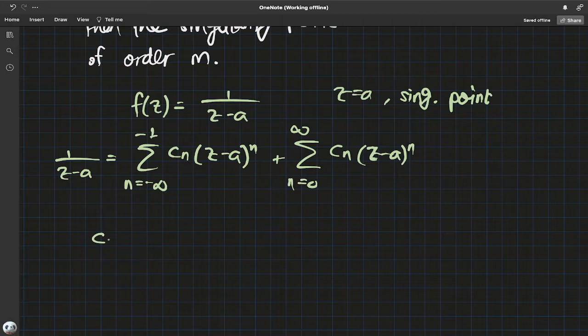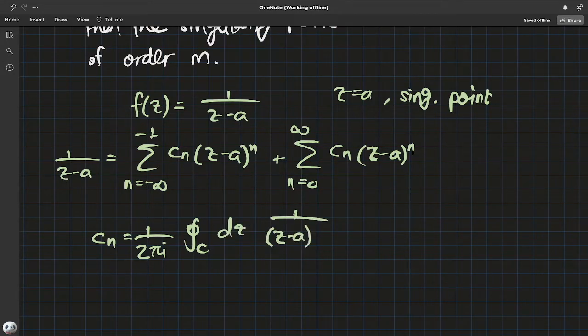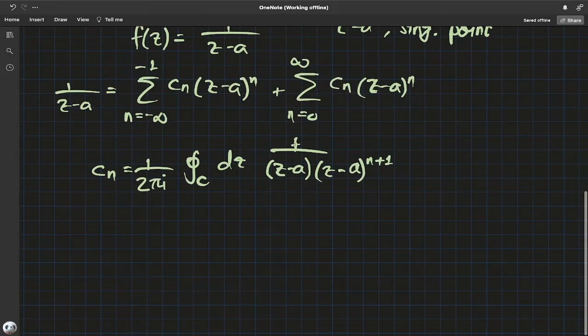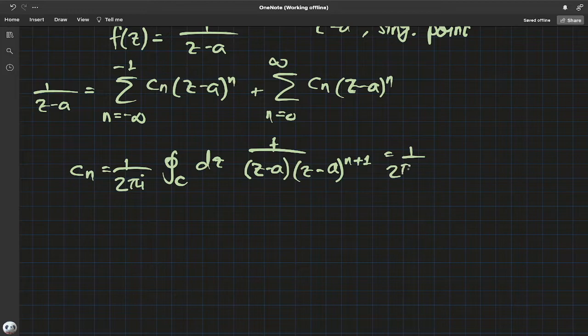If comparing coefficients does not seem a good idea to you, remember the formula for the coefficients was 1 over 2 pi i times the contour integral around C of dz, 1 over z minus a, the function, times z minus the point you are expanding about, to the nth power. It's actually going to be n plus 1. Apologies for that. So if you club these together, dz and 1 over z minus a to the n plus 1.